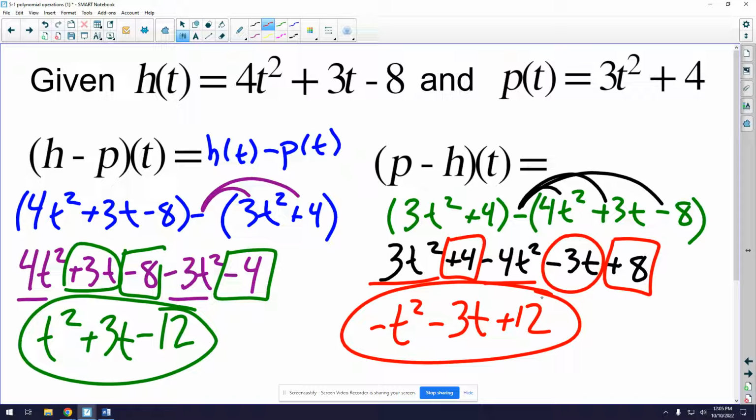And something you should start getting in the habit of doing is writing your answers in order from largest to smallest exponent. So I wrote this one as this t squared and then the t and then the constant. I don't want your t squared, your constant, and then t. Okay, I want you to get in the habit, because you're going to pretty soon have to do it that way, writing it from largest to smallest exponent.